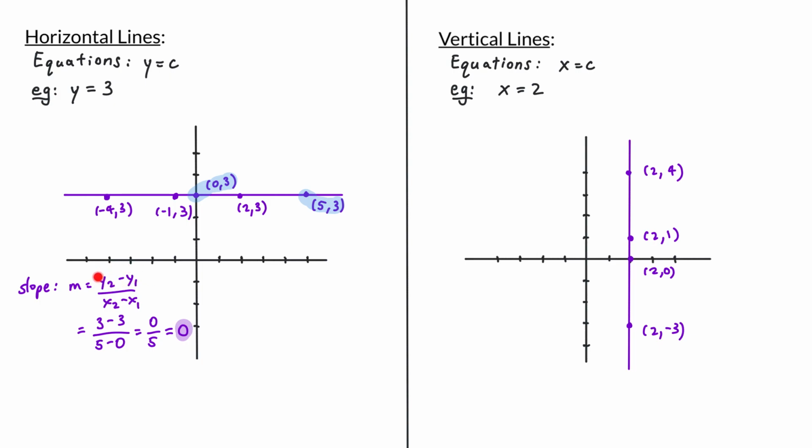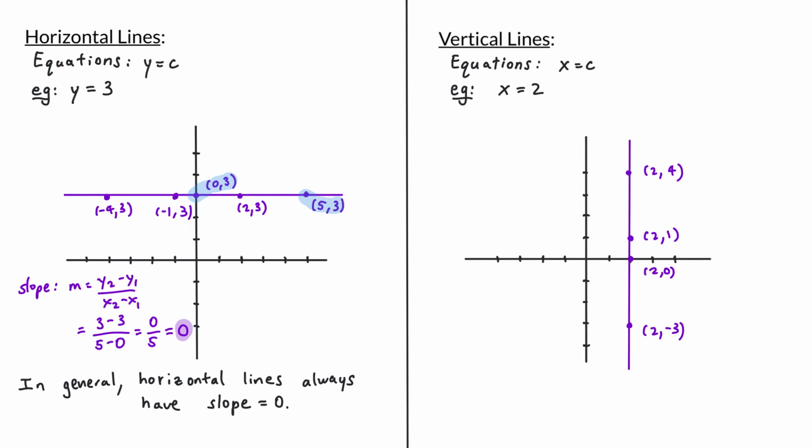So our rise will always be 0 for horizontal lines. And if the numerator is 0, then that means that the overall fraction is going to be 0. So in general, when you're dealing with horizontal lines, the slope will always be 0. This result should also make sense in the context of the steepness of a line.